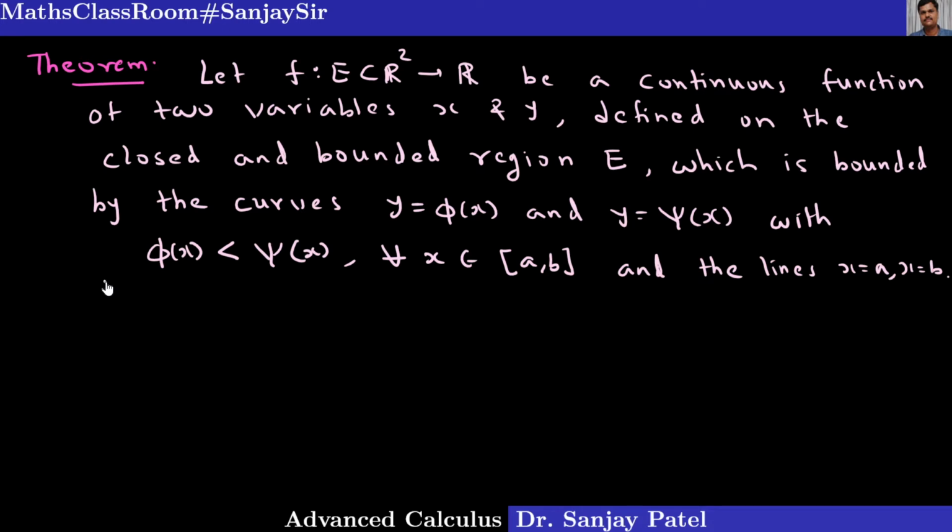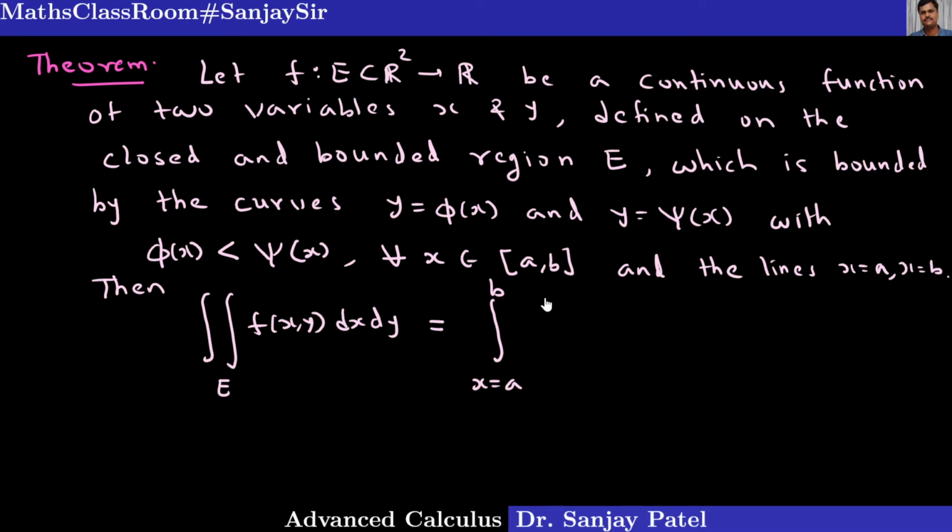Then, since the function is continuous, this double integral exists. Then the double integral of this given function f over the region E, which is denoted by f of x comma y dx dy over the region E, can be evaluated using these iterated integrals. So this can be evaluated as the integral x is equal to a to b, and integral y is equal to phi of x to psi of x, f of x comma y dy.